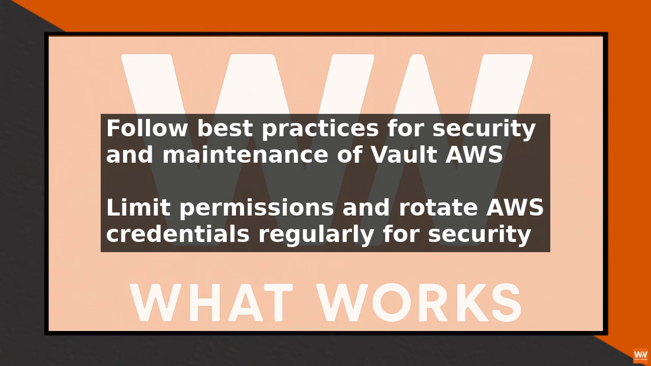In summary, configuring Vault AWS Auth involves enabling and configuring the AWS Auth backend and auth method, testing the configuration, and following best practices for security and maintenance. By following these steps, you can securely authenticate with Vault using AWS credentials and manage access to sensitive data.